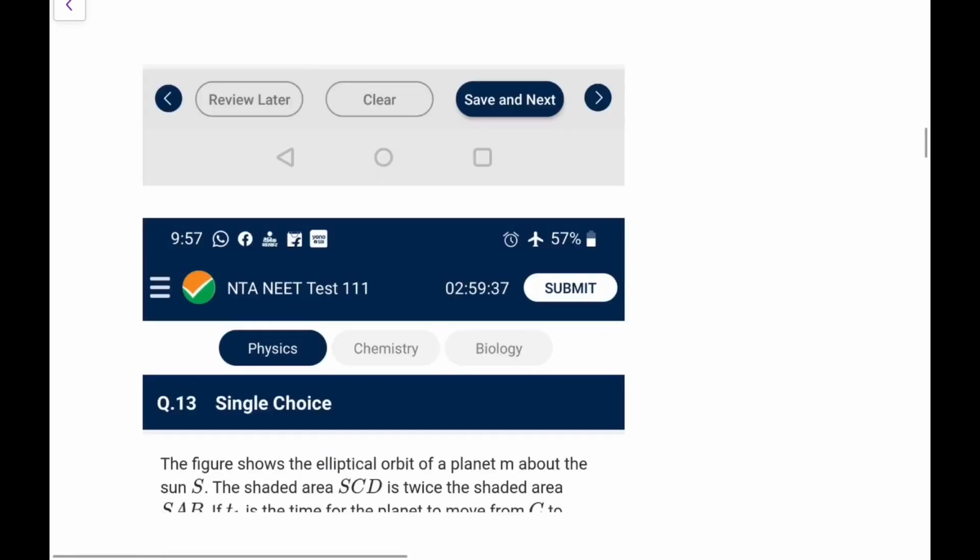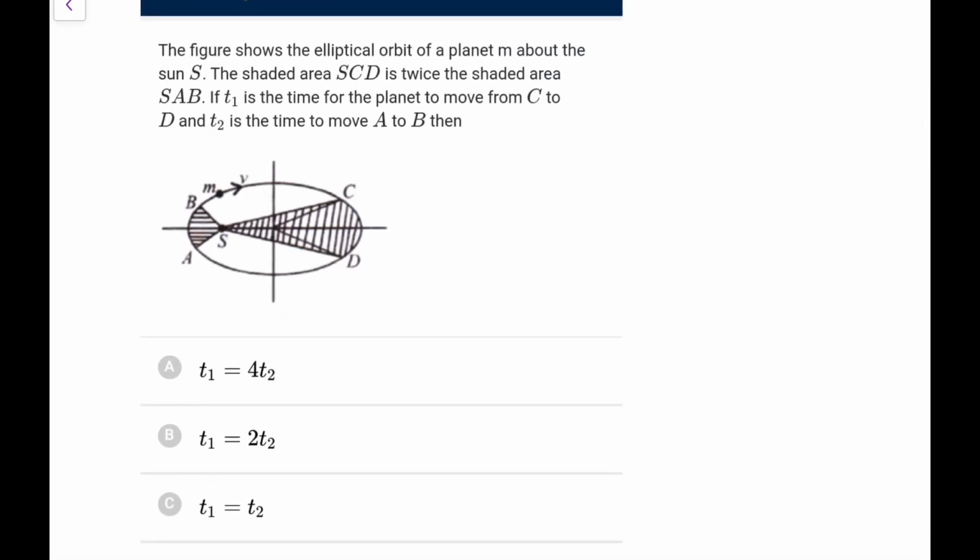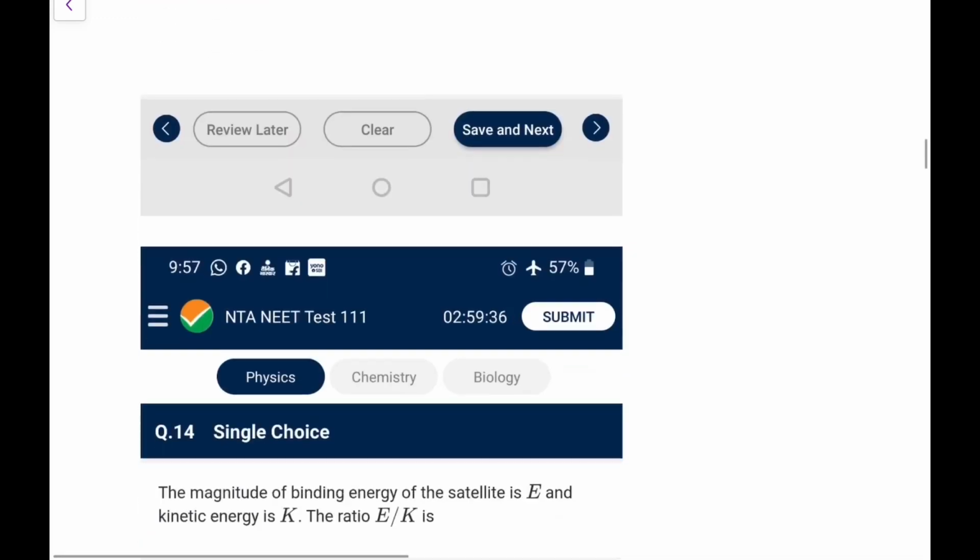Next one. Figure shows the elliptical orbit of a planet M about the sun S. The shaded area SCD is twice the area AB, so time will be doubled. You know that because the areal velocity is the same. So T1 is this time and T2 is this time. I can directly say T1 is equal to twice of T2. Go for option B. That's an easy one, basic application of Kepler's second law.